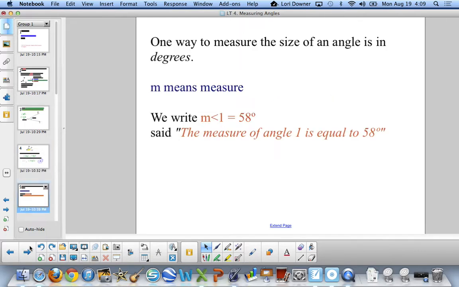One way to measure the size of an angle is in degrees. M means measure. So we write, look at the notation, the measure of angle 1 is 58 degrees. And we say that the little m stands for measure. So that's a little bit of notation that you will need to know and you will use the entire year.